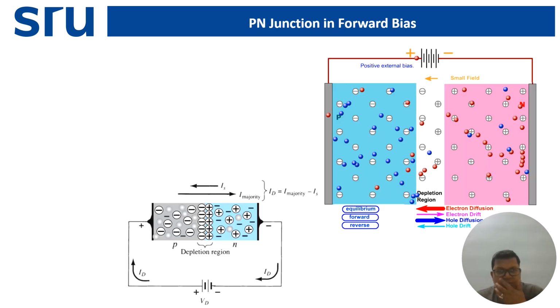Now we will see what happens. So this is the previous diagram. We have already noticed the different current conditions for electron, hole, and their diffusion and drift currents. Now here, I hope you understood that this is the positive side and this is connected to the P side. That means this is forward bias, right? This is forward bias.